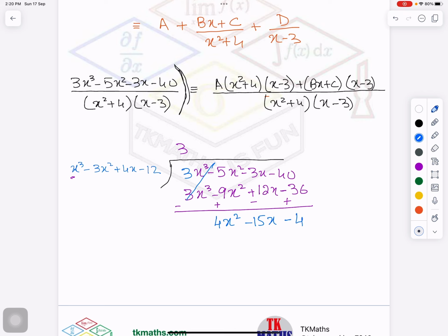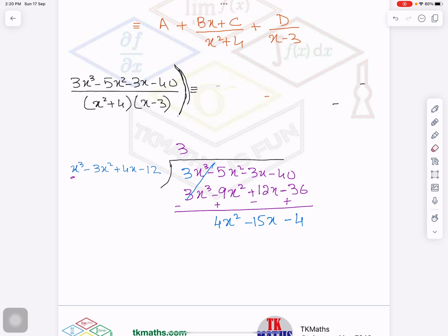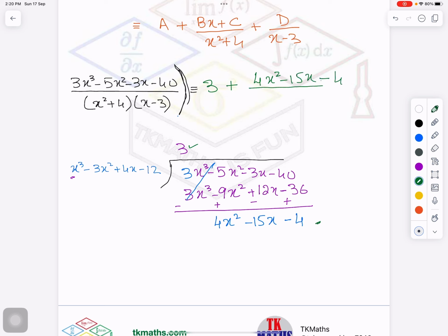So now this part, this black part, will be equal to what? Let me write it here. I have told you why I am not applying the substitution or comparing the coefficient method. So let's do it here. My A is this 3. So it is 3 plus, now the remainder becomes your numerator, so it will be 4x square minus 15x minus 4 divided by your divisor. And the divisor basically has these factors, so I can write this here.